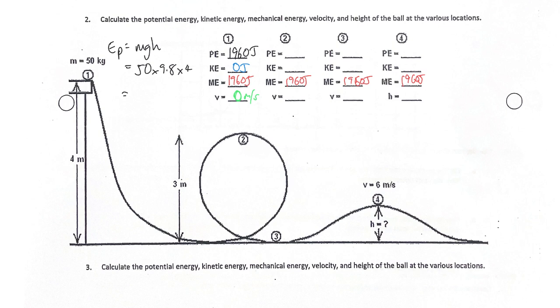How do we work that out? Do I need to rearrange the equation? No, I do not. So, I'm going to say that EP is equal to mgh again, because I got the height, I got the mass. So, it's going to be mass 50, g 9.8, times the height 3, which is 1470.